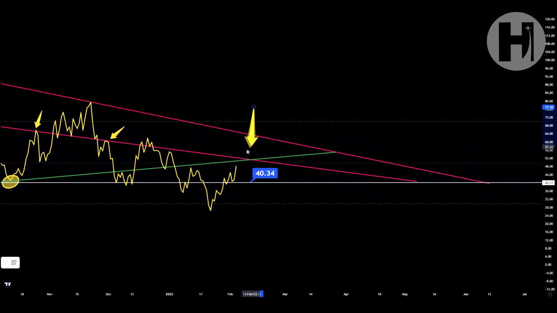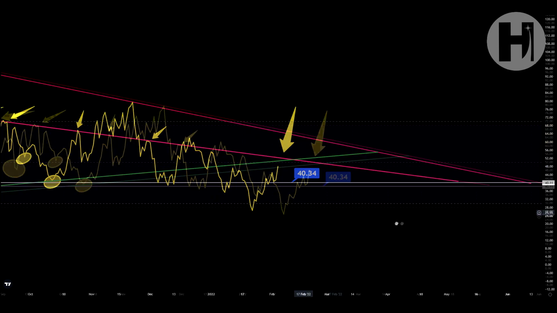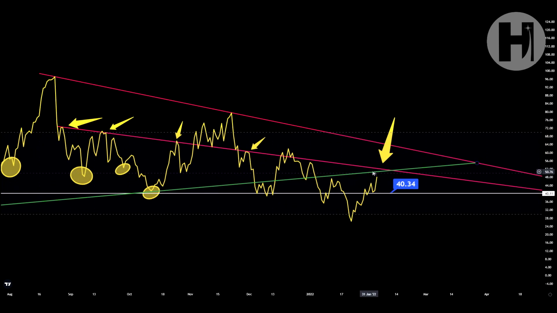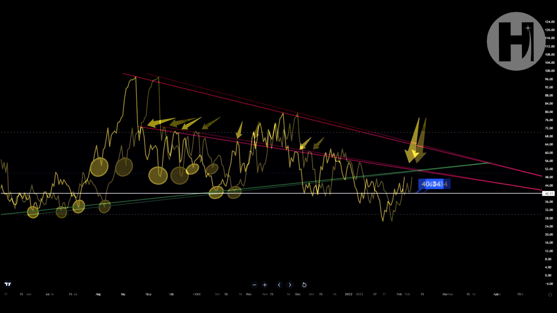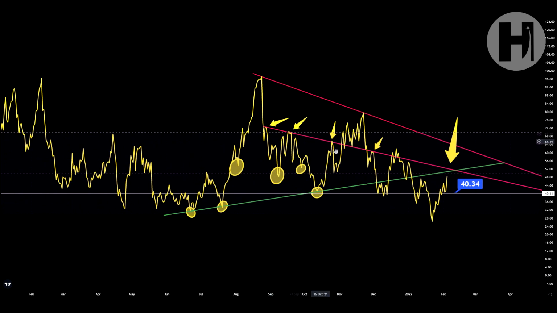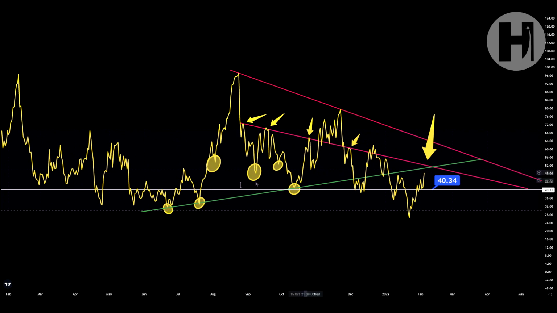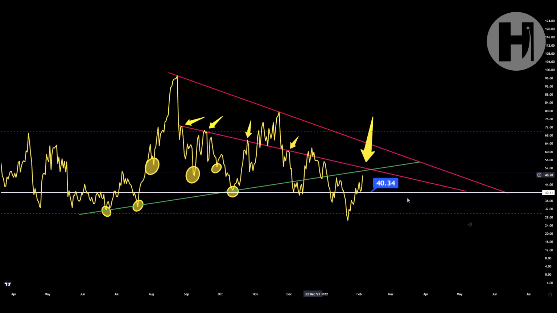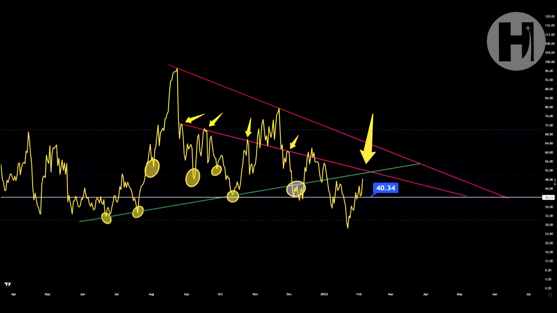So potentially what you can look for is a resistance rejection over here from the green trend line or from the pink trend line. As you can see, the pink trend line touches are marked with arrows, and the green trend line touches are marked with these yellow circles. And there's another one over here, as you can see. So yeah, pay attention to this.